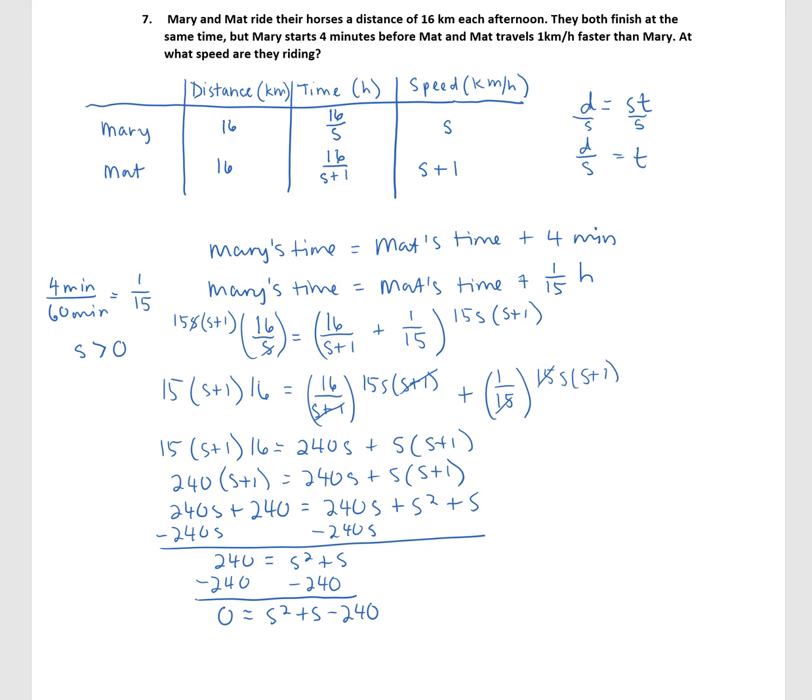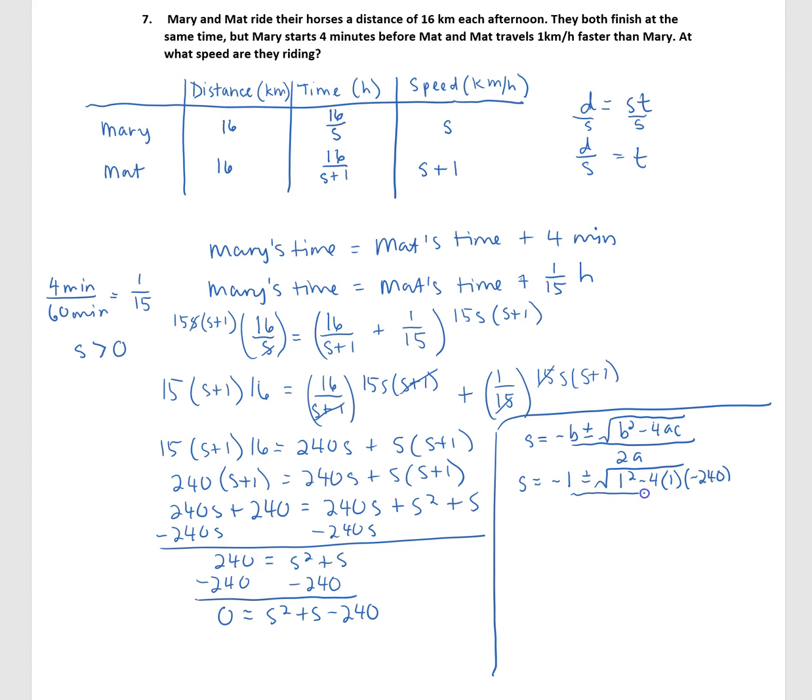Now we want to use the quadratic formula to figure out what s is. If we remember, the quadratic formula is s equals negative b plus or minus the square root of b squared minus 4ac, over 2a. Plugging in our terms a, b, and c from this equation, s equals negative 1, because the coefficient on the s is 1, plus or minus the square root of 1 squared minus 4 times 1, because the coefficient on s squared is 1, times negative 240, over 2 times 1.